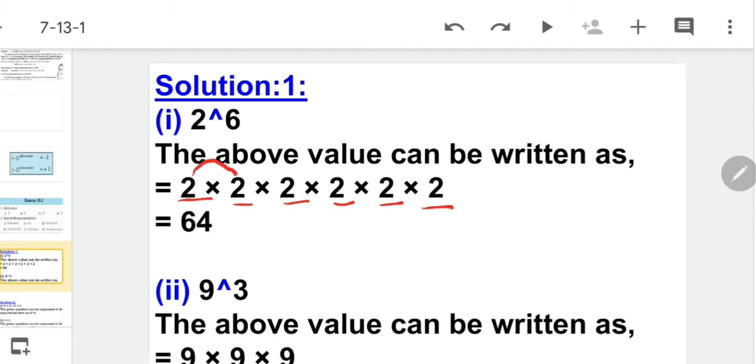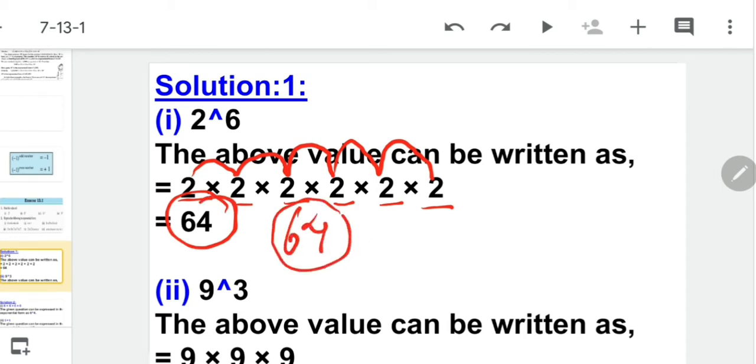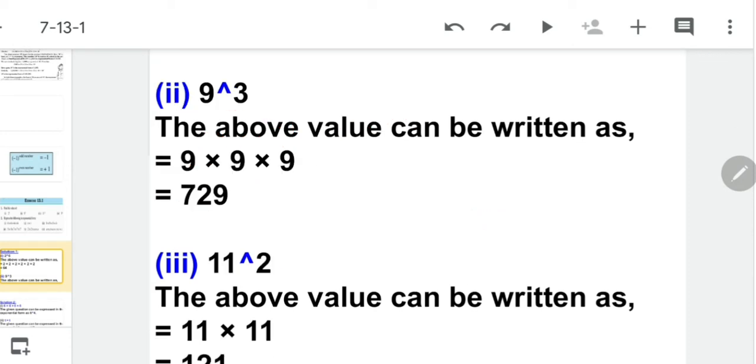So 2 multiplying with 2 is 4. 4 multiplying with 2 is 8. 8 multiplying with 2 is 16. 16 multiplying with 2 is 32. 32 multiplying with 2 is 64. So our answer is 64. That means the value of 2 power 6 is 64.